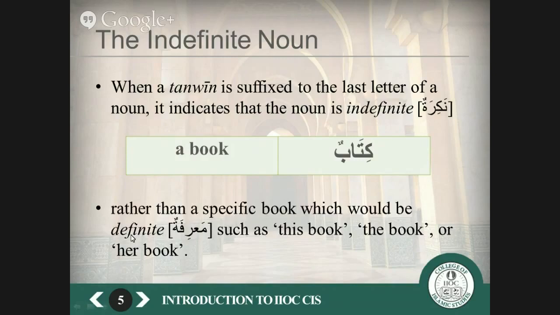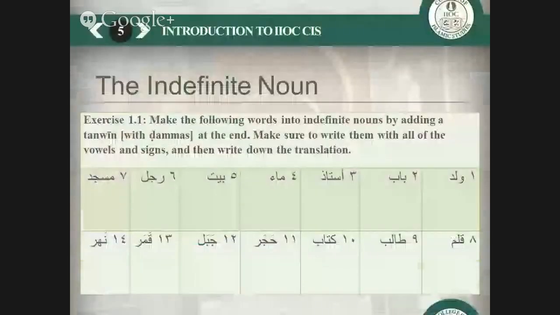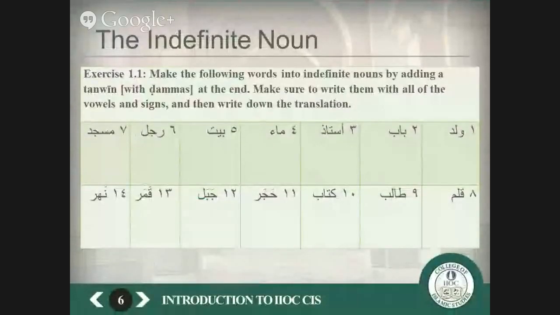If it was definite, it's called ma'rifa. You say this book, the book, or her book. We will learn all of that later. Right now we're just learning how to say a book, a pen, a student, a mosque. So masjid is a mosque. How do you say a mosque? Masjidun. Exactly. That's it. Okay? That's all there is to it, and now you get the homework.